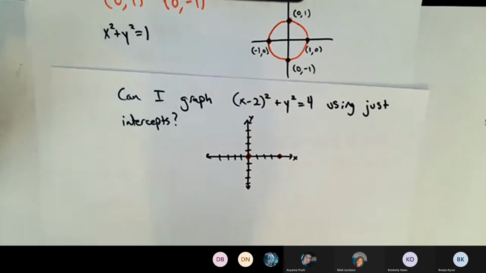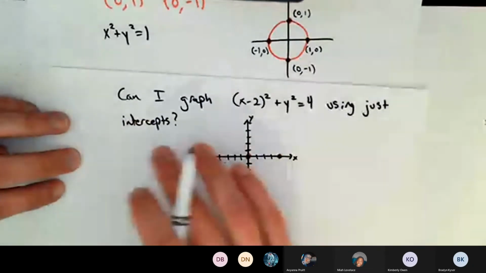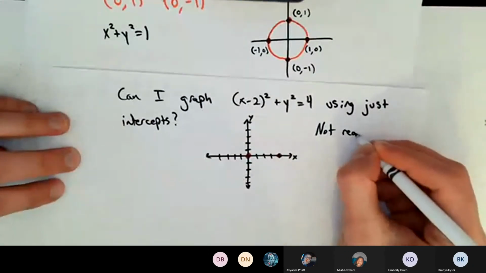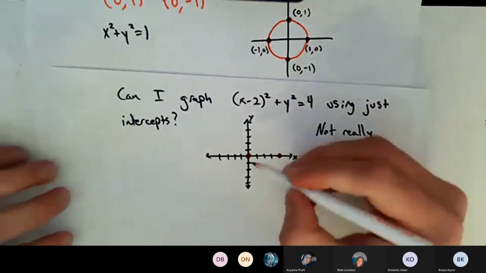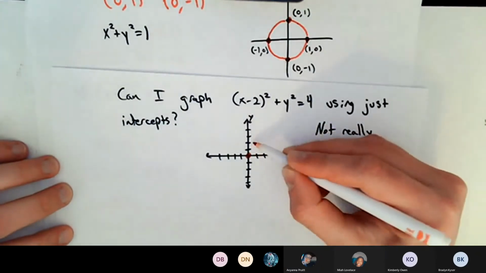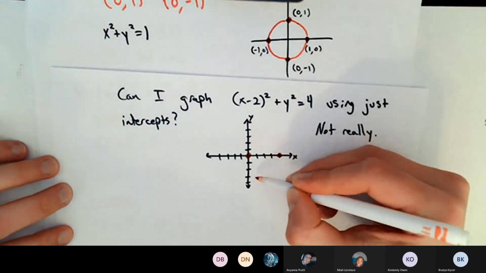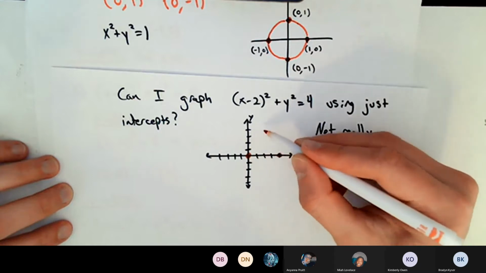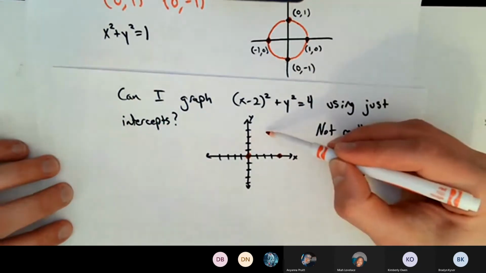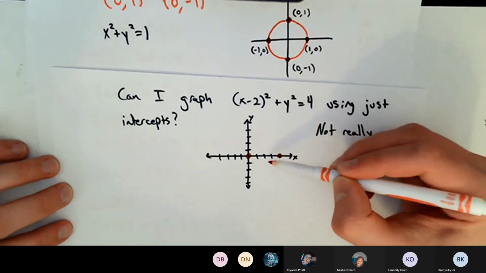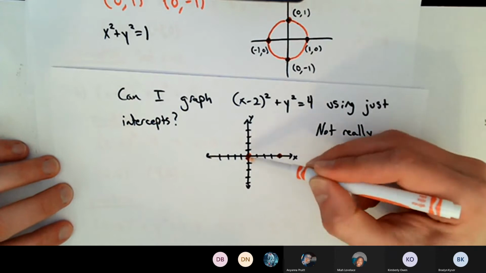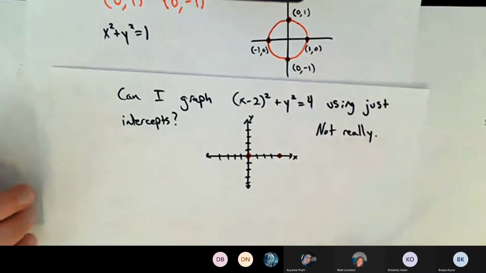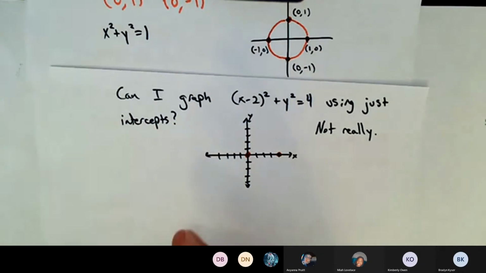So the answer here is, can I graph this using just intercepts? We can say not really. Now I can, because I know how circles work, and if you would like the picture, it would be like this, but actually let's not draw it, because we don't know how high I should draw it, right? I know it's a circle, but it would be nice if I knew some coordinate point to put up here, or else I might accidentally draw an egg, an oval, right? So I'm just going to leave it at that. Not really. We need more. So here we go.